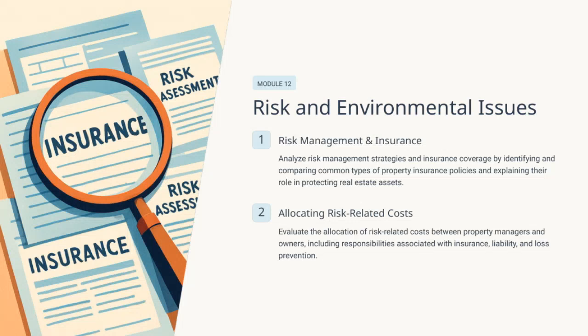Now, let's move on to evaluating how we allocate risk-related costs between property managers and owners. It's important to consider who is responsible for things like insurance, liability, and loss prevention. For example, property managers often handle day-to-day safety measures and risk mitigation strategies, but the ultimate responsibility for ensuring the property and covering major liabilities typically falls on the owners.